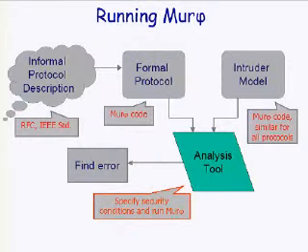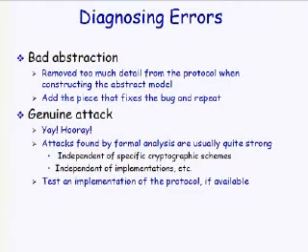Then we will let the tool specify the security conditions and run. The tool will find some error, and then we will diagnose this error. Unfortunately, in most cases, the errors are caused by bad abstraction. That means we removed too much detail from the protocol when constructing the abstracted model, so we will add the pieces back in and run the tool again. By repeating this process, we can find some genuine attack. That will be our result.